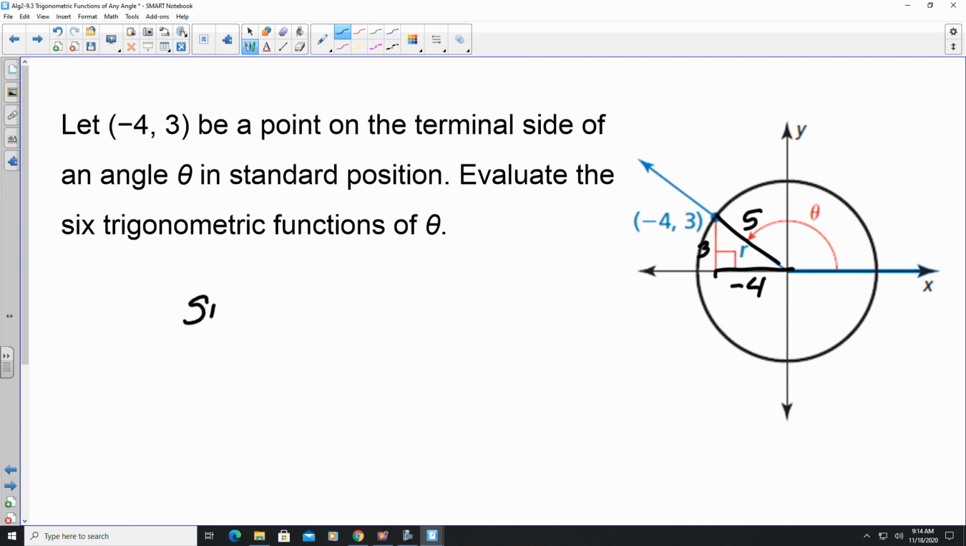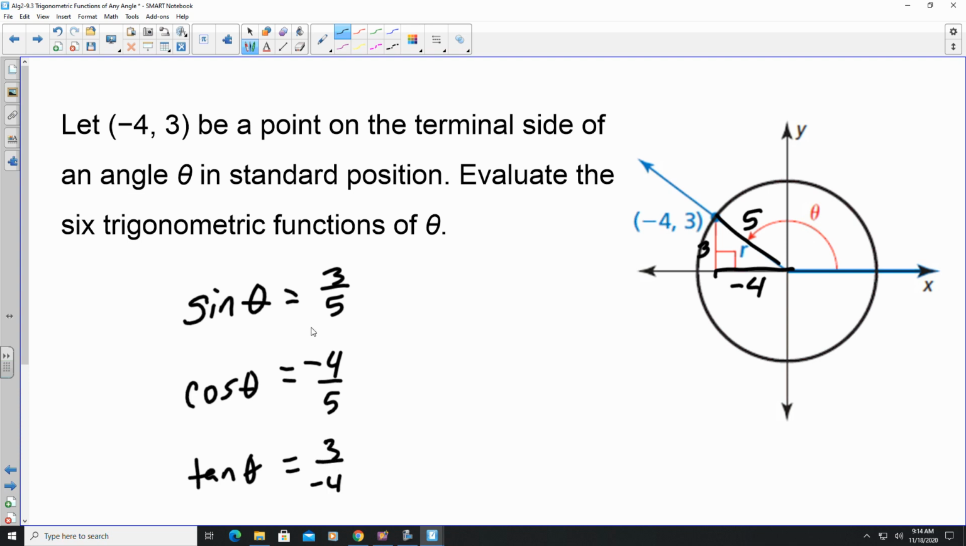So I got sine of theta, cosine of theta, tangent of theta. Sine is y over r, so this one's going to be 3 over 5. Cosine is going to be negative 4 over 5, and tangent is going to be 3 over negative 4.